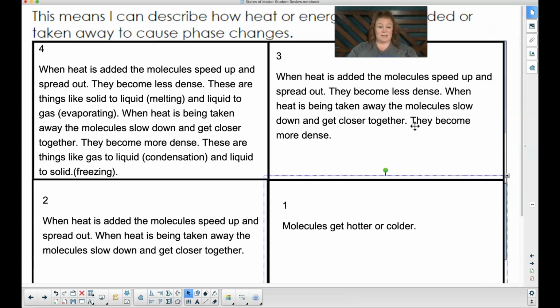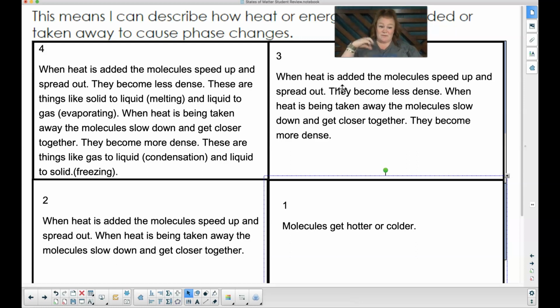So let's start with a 3. When heat, so that's what we're shooting for. 3 is awesome. When heat is added, the molecules speed up and spread out. So that's true. Whatever it's going from, if they're getting hotter, they're getting faster and spreading out. They're becoming less dense because they're spreading out. When heat is being taken away, so if we're going the other way, the molecules are slowing down and getting closer together, and they're becoming more dense. So all of that is true.